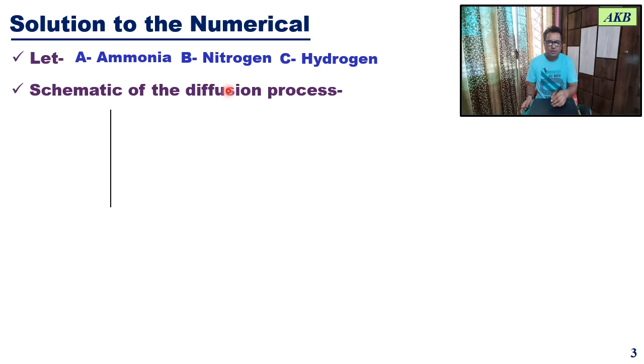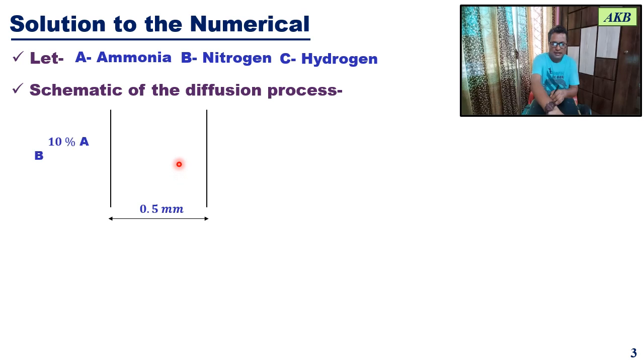Okay, now whatever is given in the statement, let us try to represent it schematically. So that's why I am saying let us have the schematic drawing for the diffusion process. Okay, so you have two planes and the distance between those two planes is 0.5 mm. This is given in the statement. If you go back and refer to that statement, you will come to know that the distance between the two planes is 0.5 mm.